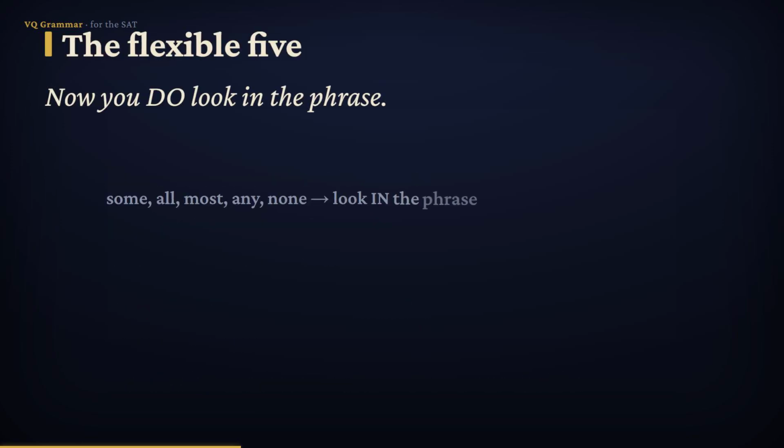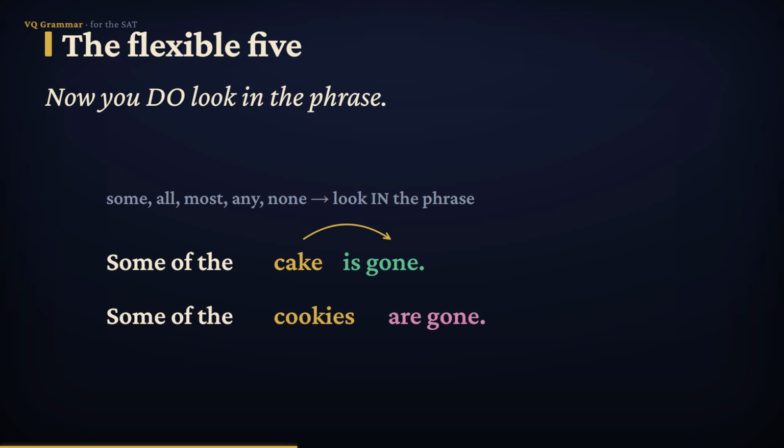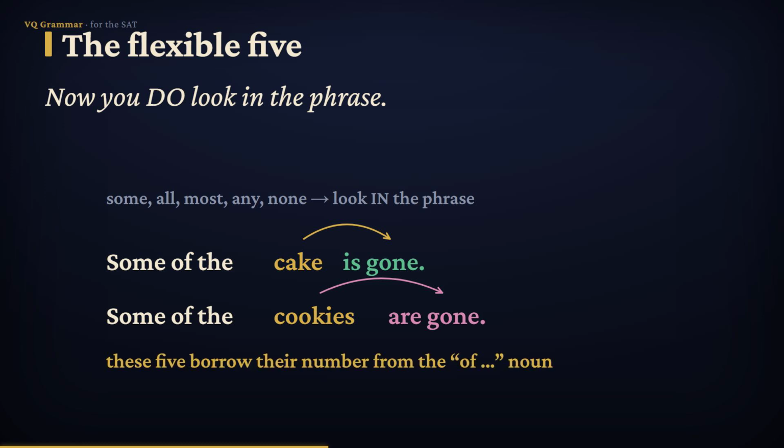Now the special five: some, all, most, any, and none. These flip the usual rule. You actually do look inside the prepositional phrase because they borrow their number from the noun there. Some of the cake is gone. Cake is singular, so is. But some of the cookies are gone. Cookies is plural, so are. Same word, some, but the verb changes with the noun it refers to. For these five, the of phrase decides.